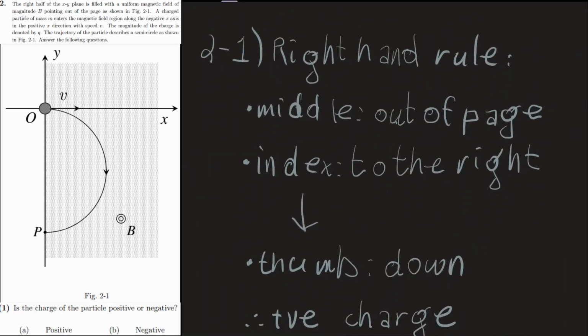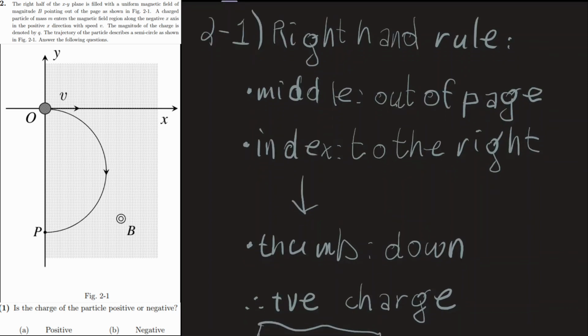So first is part 1, which says, is the charge of the particle positive or negative? So for this, we're going to use the right-hand rule. Consider the particle at point O, right when it enters the magnetic field. The question says that the magnetic field is pointing out of the page. So if you're using the right-hand rule, your middle finger will point out of the page. Then the velocity of the particle is going to the right, so your index finger points to the right. And then if you're doing the right-hand rule correctly, you will see that your thumb points down.